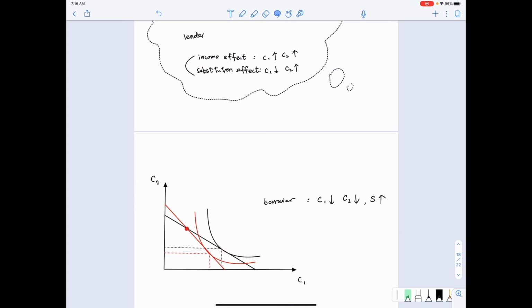If we look at the income effect and the substitution effect, we will see that for this particular case, the income effect dominates the substitution effect. So this is an example for a borrower. Now let's take a look at another example.